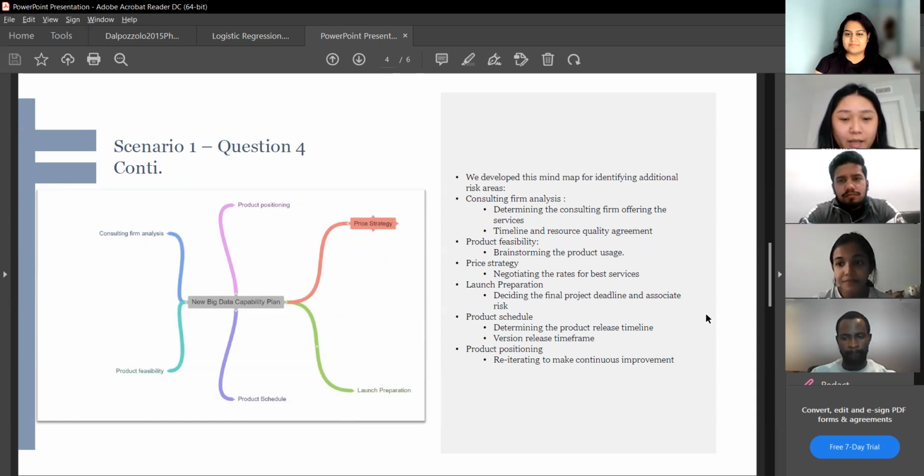And then the next step will be product schedule. We will be determining the product release timeline and the release version time frame as well. And then the last step is product positioning. In this part, we will be reiterating to make continuous improvement. So I'll give it to my next partner, Kopika, to present the next slide.